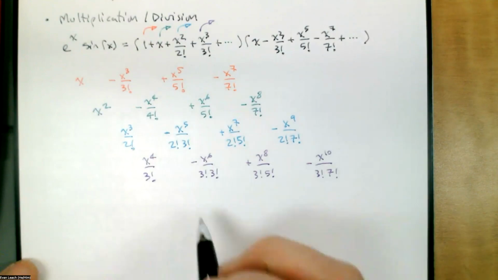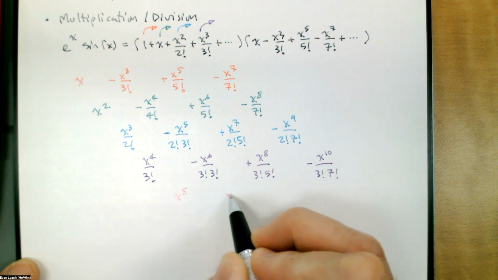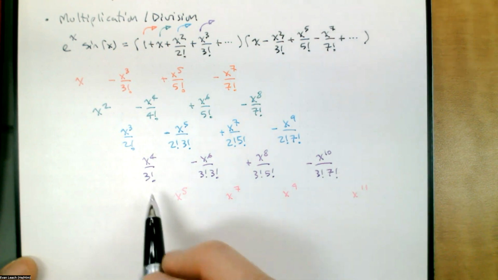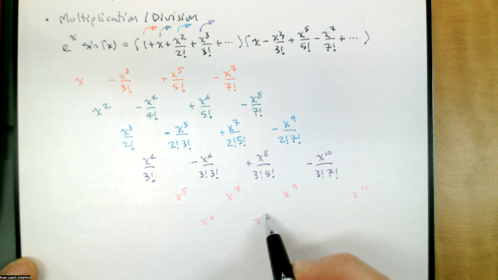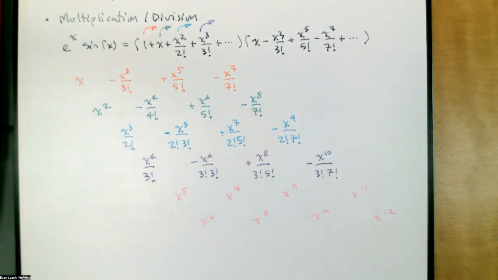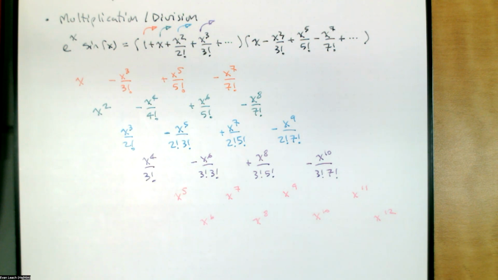If I get more terms, I can have an x to the 5th term here, and then an x to the 7th term, an x to the 9th term, and x to the 11th term. But the next row, the smallest term is going to be an x to the 6th. So at this point, multiplying the first 4 terms of e to the x by the first 4 terms of sine x, I get the first 4 terms of the product. And that gives me up to a first, second, third, 4th degree Taylor polynomial.